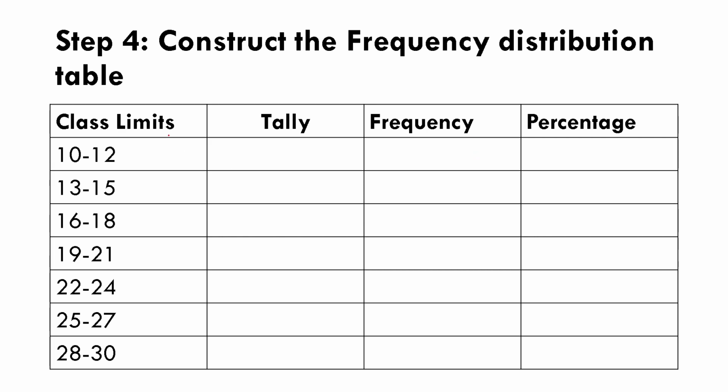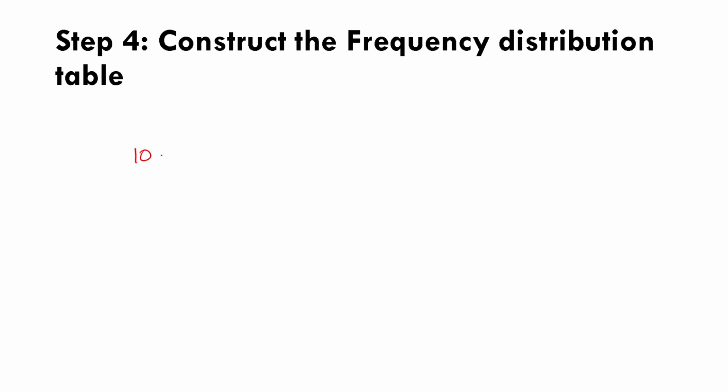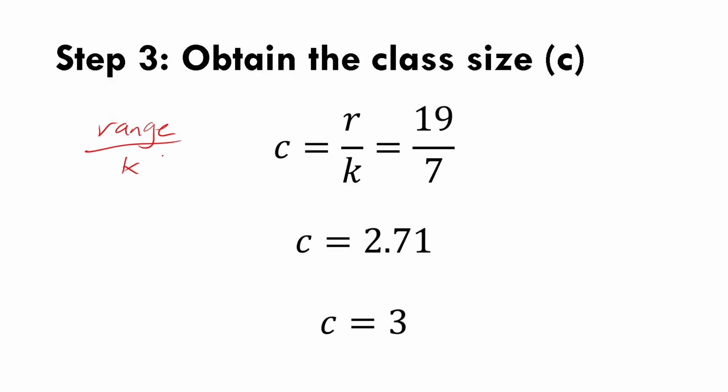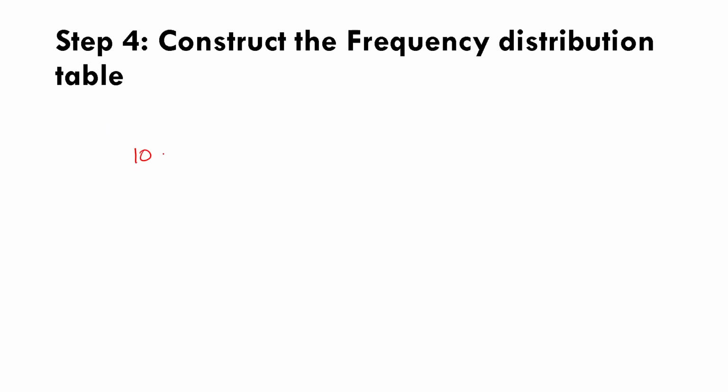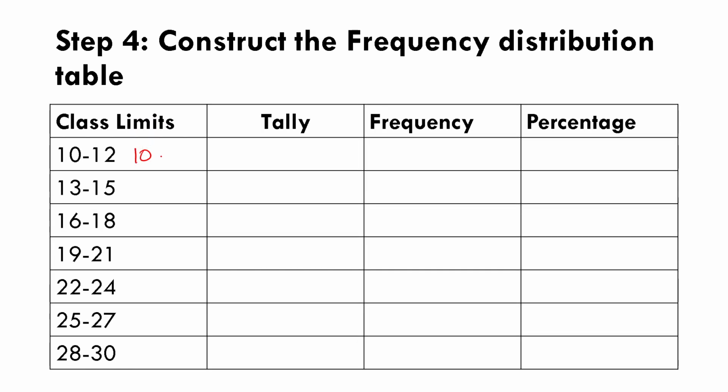In order to construct these class limits, we first identify the lowest value, which in this case is 10. Now, how did I get 12? Remember, our value for the class size is 3. Ibig sabihin, to get the first class interval, by the way, these are our class intervals. This is our first, this is our second, third, and so on. Okay? So there are all 7 class intervals.